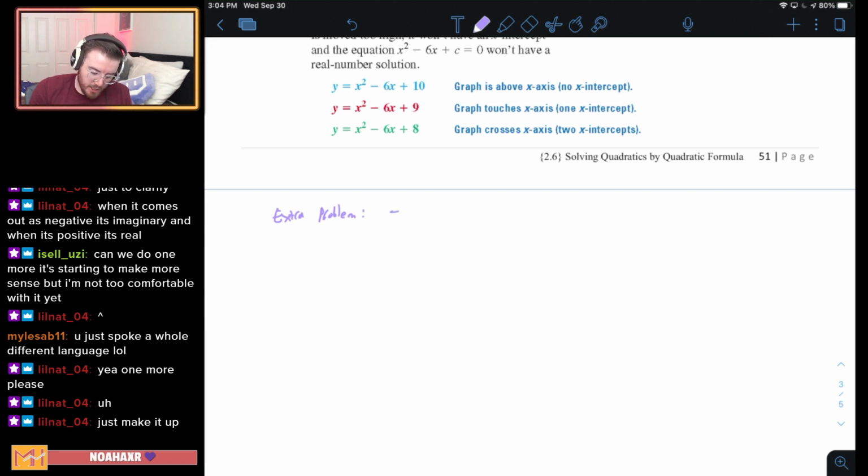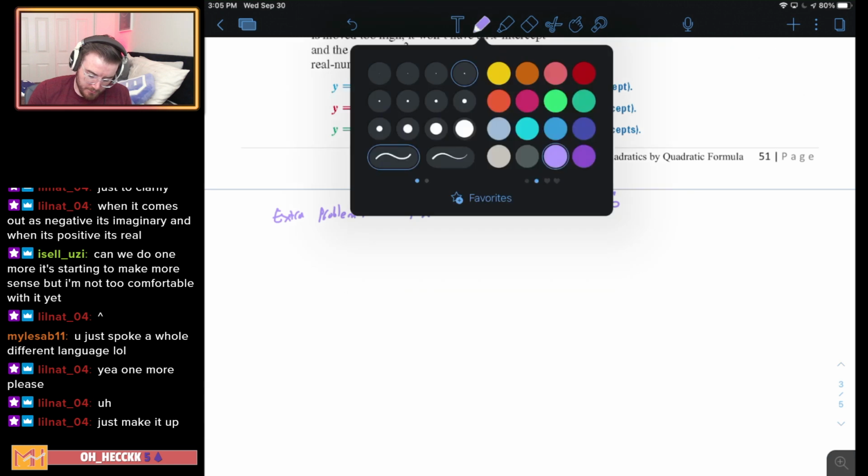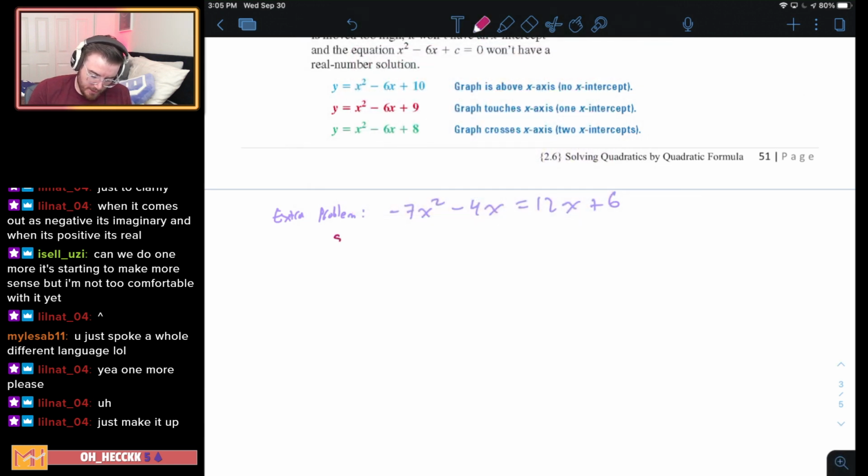Negative 7x squared plus 4x minus 8 equals, well, negative 7x squared minus 4x equals 12x plus 6. So what's the first thing we do? Get the standard form.